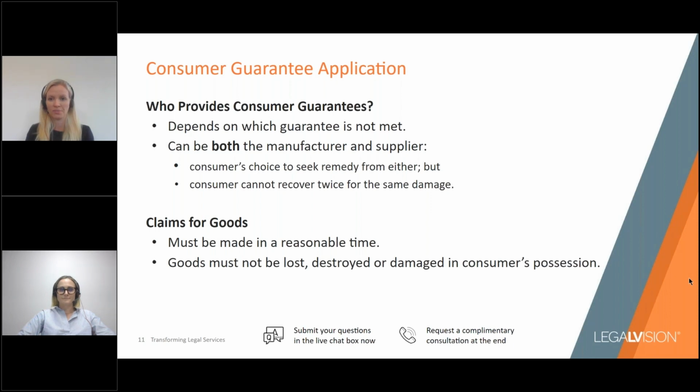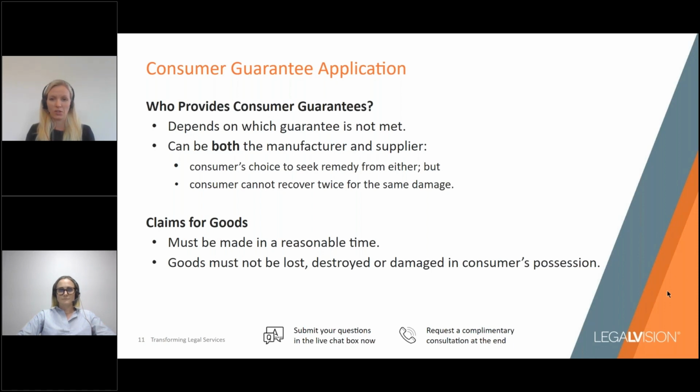It is also worth noting that the guarantee of acceptable quality, which is given by both manufacturers and suppliers, can be negated in respect of one party. For example, if a manufacturer has made a representation in relation to goods, other than in a statement on the packaging or the labelling, and but for this statement, the goods would have complied with the guarantee of acceptable quality, then a consumer will not have a right of redress against the supplier in this instance, only the manufacturer.